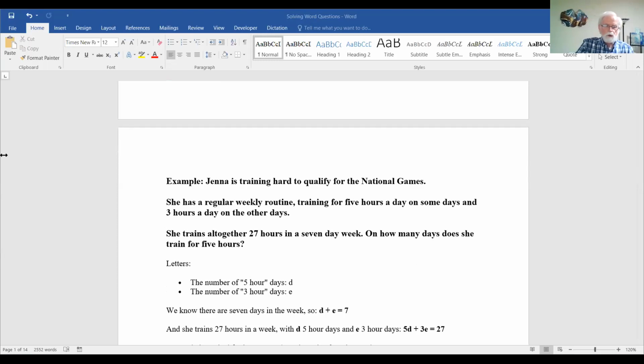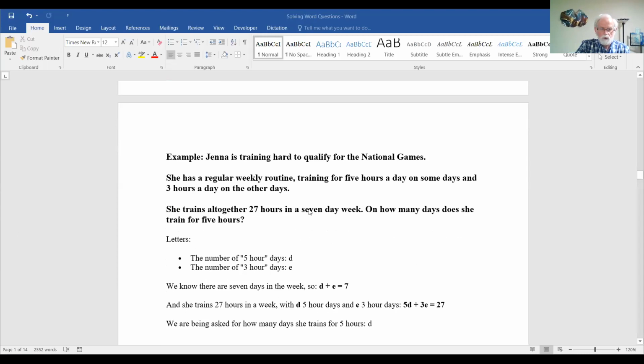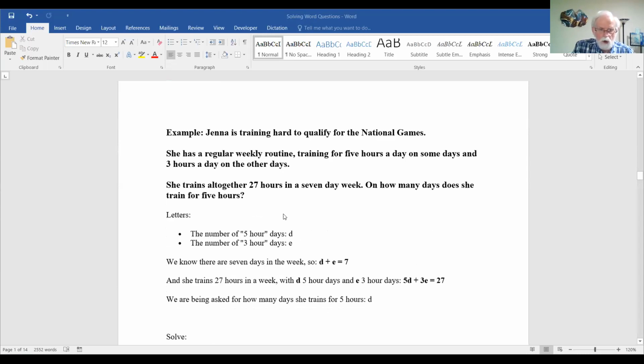Jenna is training hard to qualify for national games. She has a regular weekly routine. She spends 5 hours a day on some days and 3 hours a day on others. If she trains 27 hours in a 7-day week, on how many days does she train for 5 hours? So we have the number of 5-hour days we're going to call D, and the number of 3-hour days we're going to call E. If there are 7 days in the week, the number of 5-hour days and the number of 3-hour days has to add up to 7.